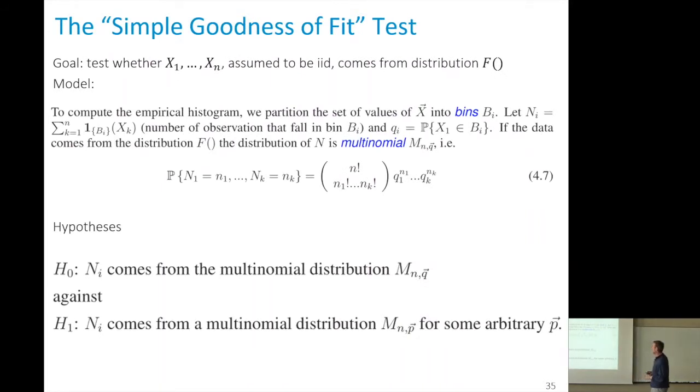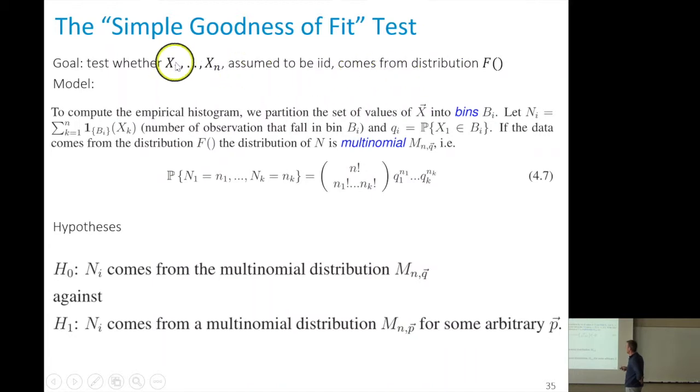Okay, let us see now more classically useful tests, and let's see how they are derived. One very frequently used test is called the simple goodness of fit. We'll see the more general goodness of fit later. So simple means here that we test whether data comes from some distribution.